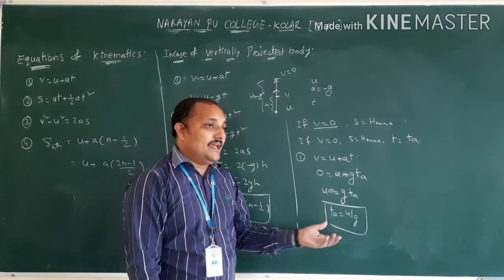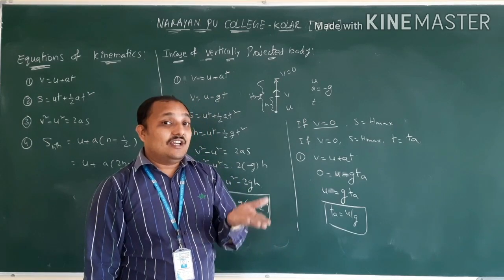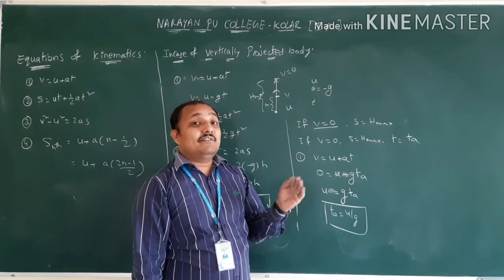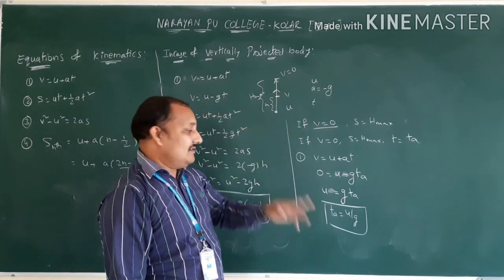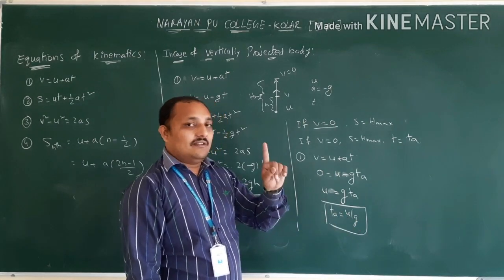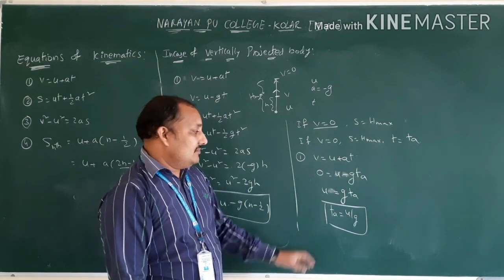How they will ask the problem: an object is thrown vertically upwards with 10 meter per second velocity. Then how much time will it take to reach the maximum height? Then u by g, 10 by g. If you take g value 10, then 10 by 10 will become 1 second. This is the time of ascent.